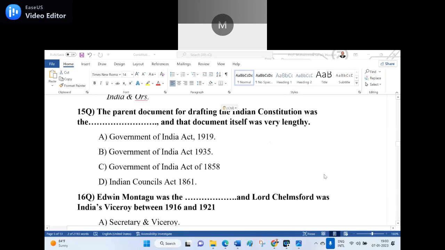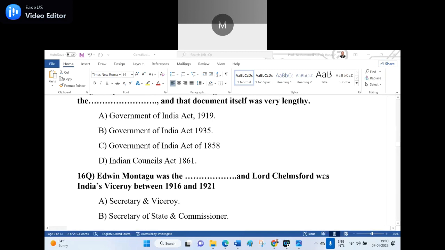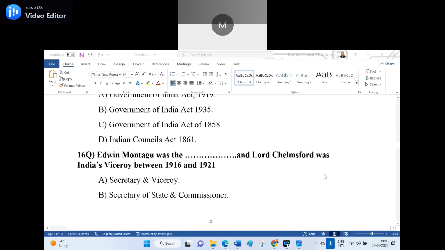I don't know, I wanted to cut it, but later I thought, no, better I will keep it. Okay, it's the Government of India Act of 1935. Okay, now I will switch over to the hard questions.